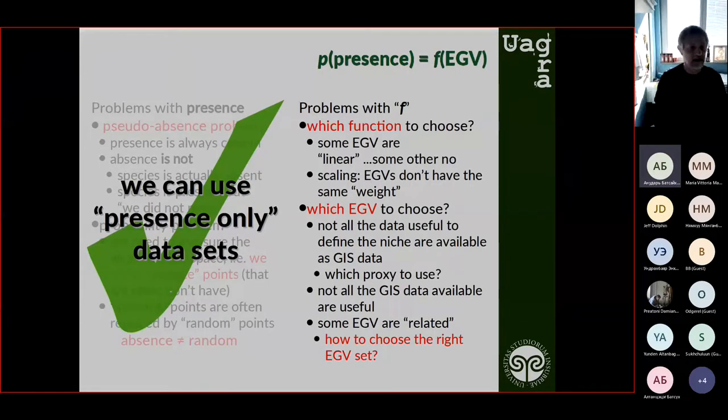So what we saw several minutes ago as a potential problem, as an issue with presence data, because we cannot have absences, is readily solved. We analyze presence versus background, presence versus random. And what about the function?